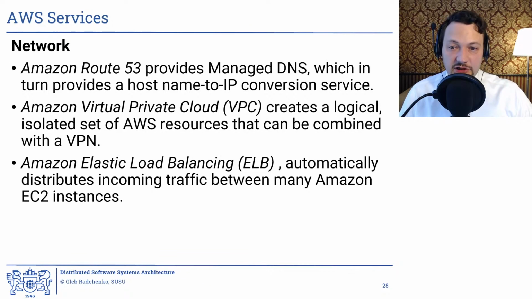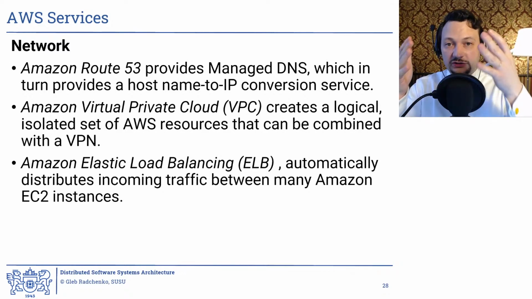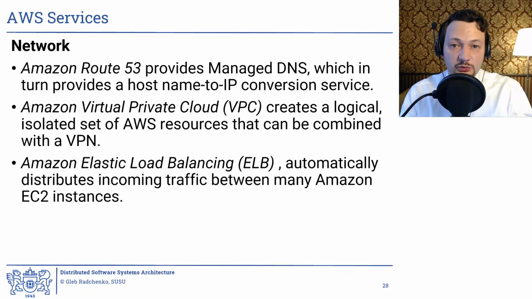Amazon Virtual Private Cloud, VPC, allows you to create a logical isolated set of Amazon Web Services resources that can be combined with a virtual private network. If you host dozens of virtual machines inside Amazon, you can combine them in a virtual network, and this virtual network would have shared network accessibility using the VPN, and no one outside would be able to go inside this network without your permission if you organize this correctly.